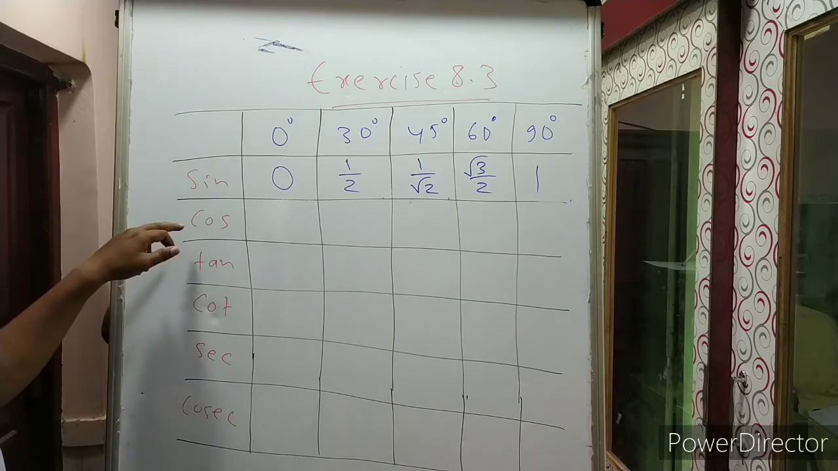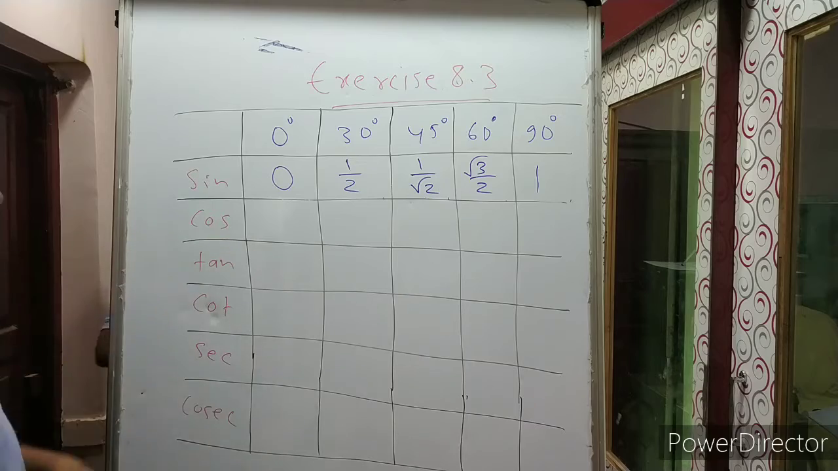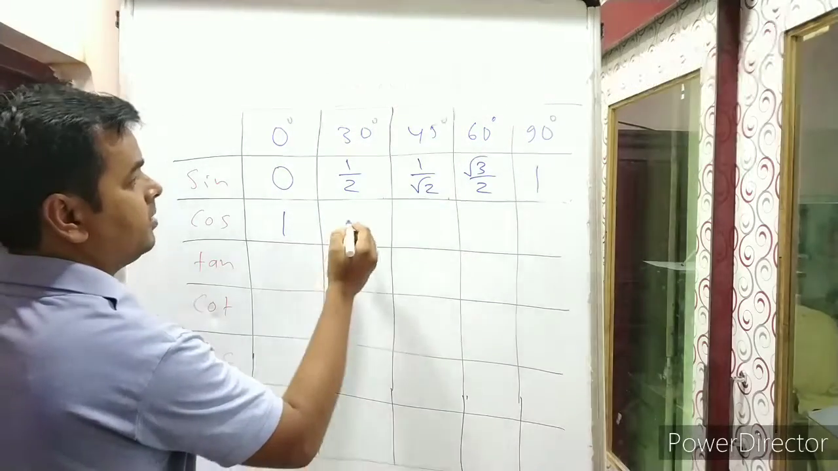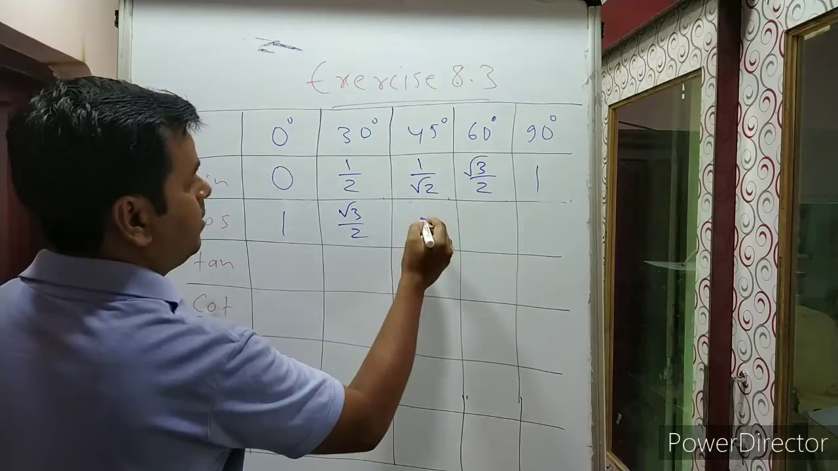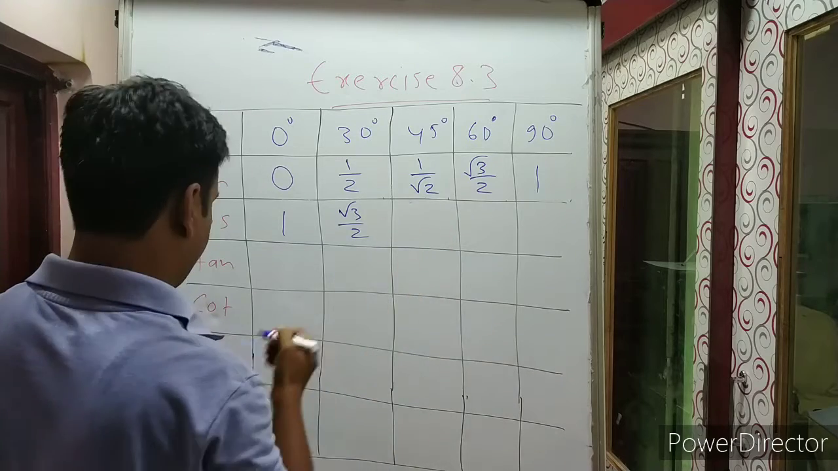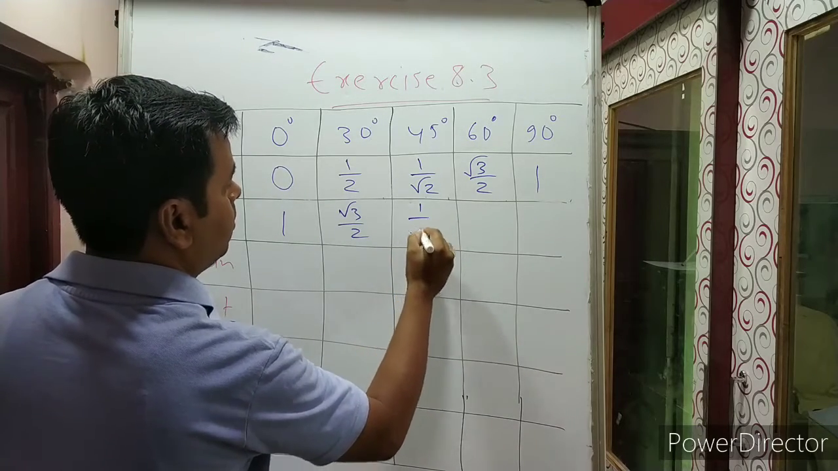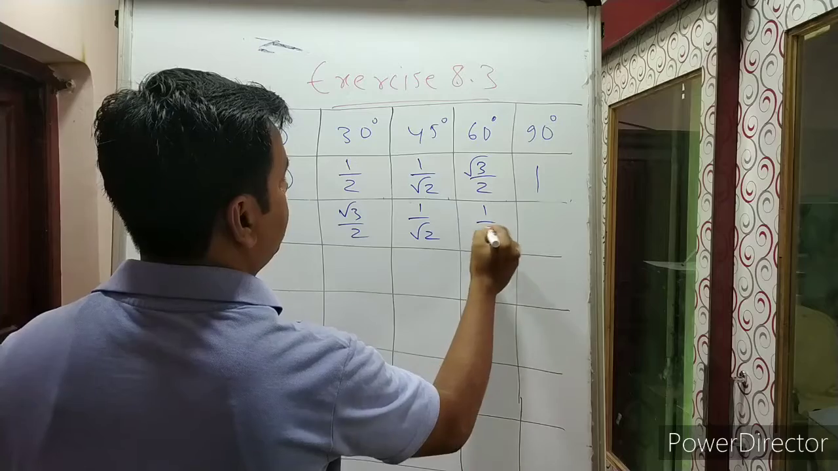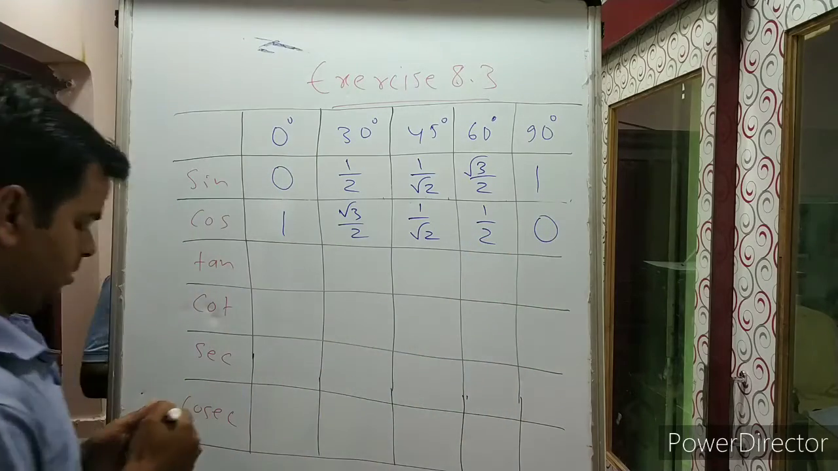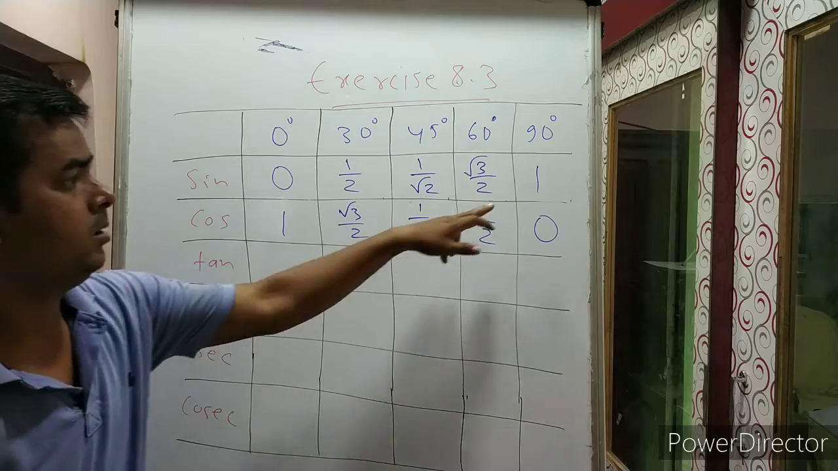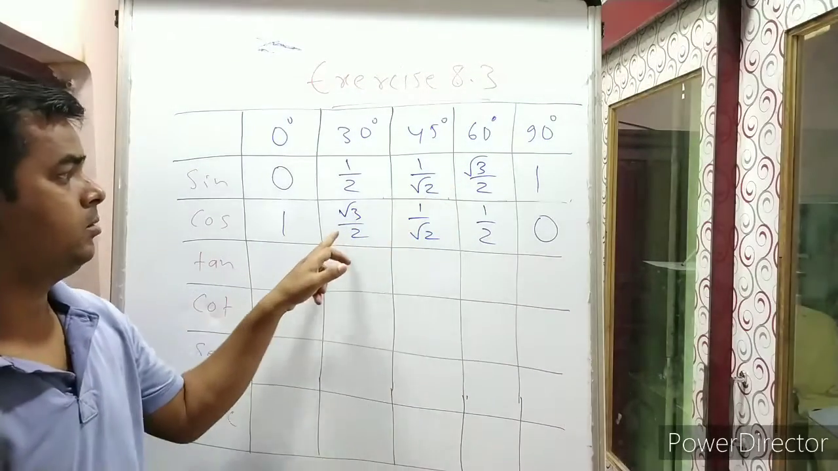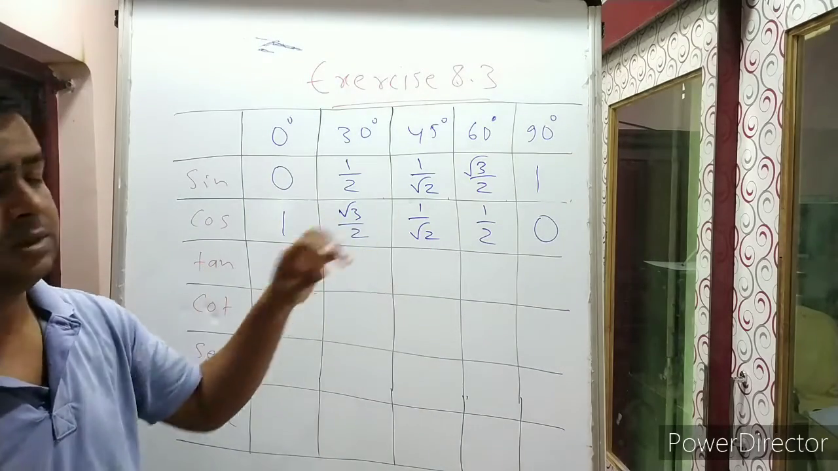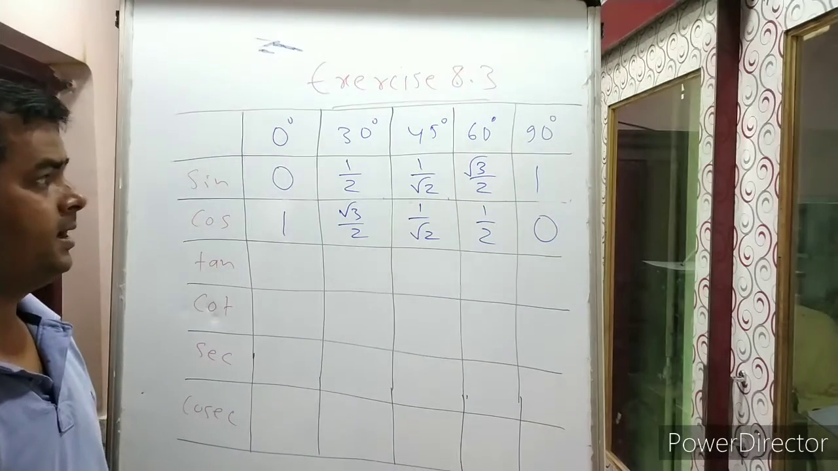Right? Then write the reciprocal of this, meaning the value of 90 should be written here, then root 3 by 2, then 1 upon root 2, then 1 upon 2, then 0. So it is root 3 by 2, 1 upon root 2, 1 upon 2, 0. Okay, right?